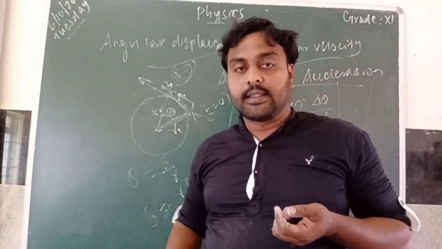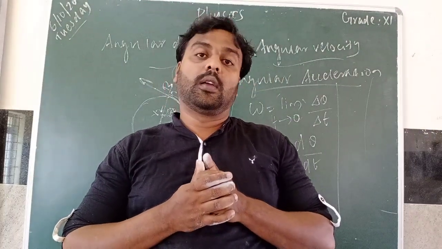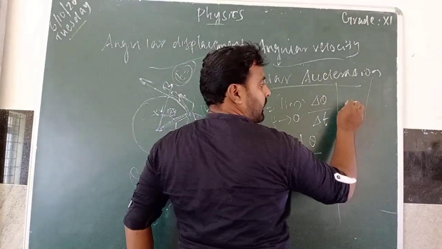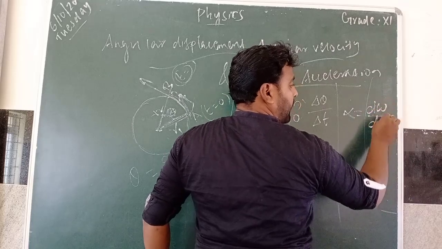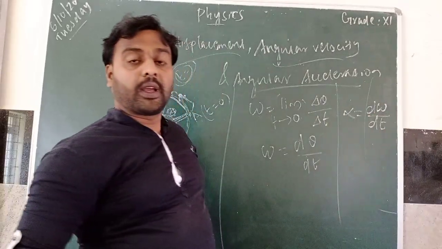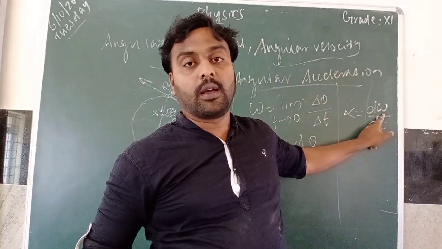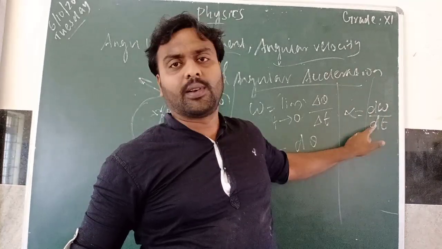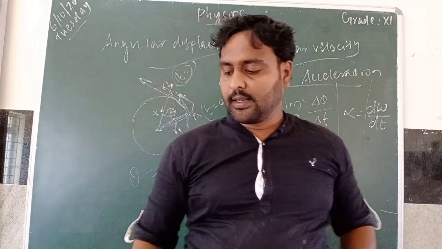Angular acceleration, the next definition: rate of change of angular velocity is called angular acceleration. That we can write alpha equal to d omega by dt. d omega by dt means what? This is omega, angular velocity. So rate of change of angular velocity by time is called angular acceleration.